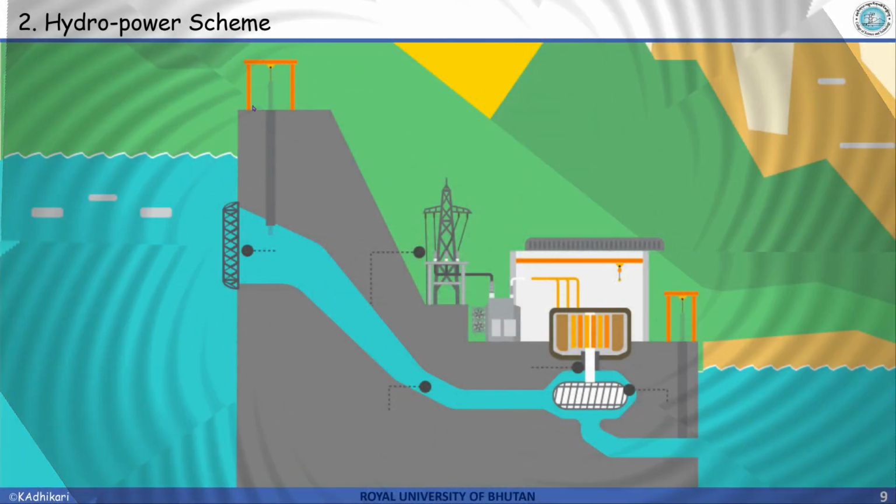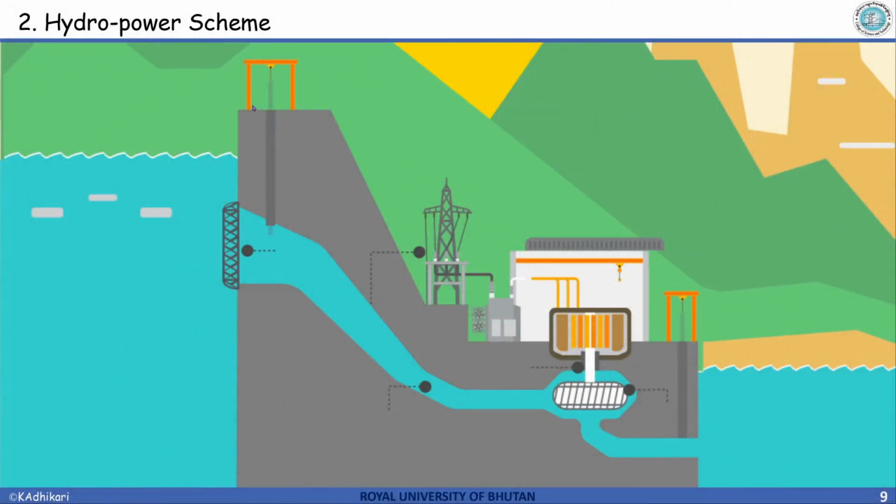Welcome back, students. So here we'll be discussing the hydropower scheme. In general, we'll be discussing the layout of a hydropower plant. As you know, there are many components of a hydropower plant, and it always starts with the reservoir, whereby we construct a dam to store water temporarily, and then that water is taken to the powerhouse, whereby the electricity is generated, as you can see in this diagram.